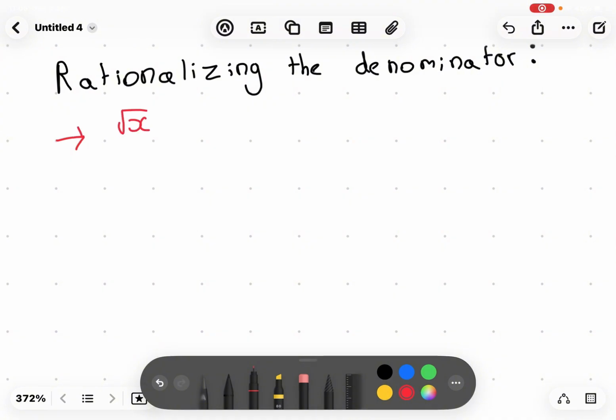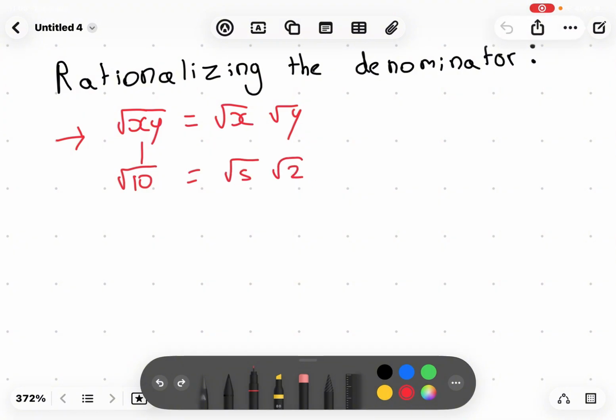Basically, the square root of x times y, these two together, is equal to the square root of x times the square root of y. This is written very dumbly, but think of it as one number, one thing. So for example, the square root of 10 is equal to the square root of 5 times the square root of 2, because these times each other give us 10. So that's kind of the rule.